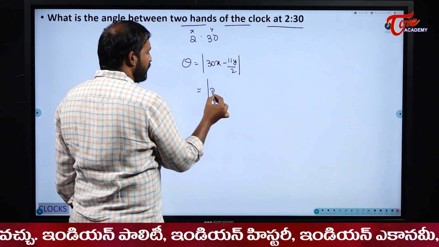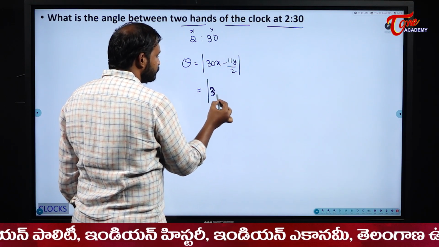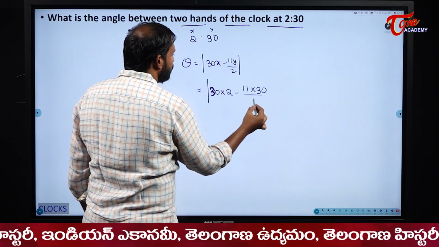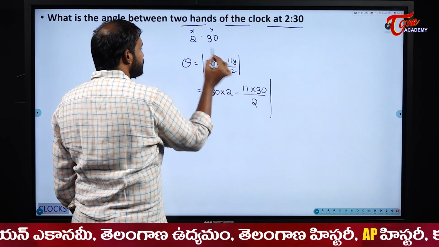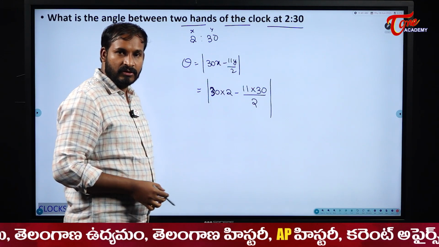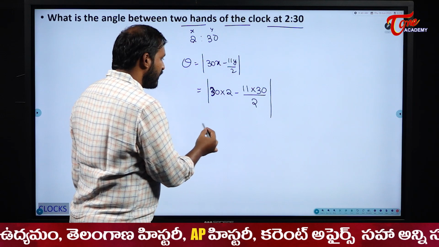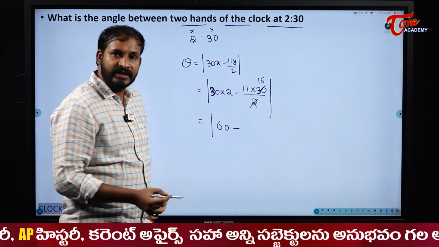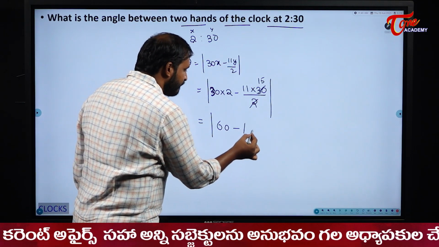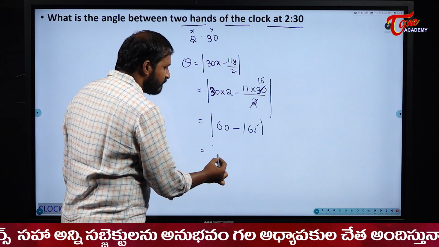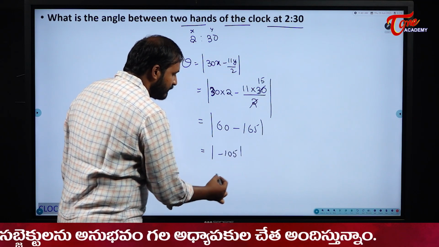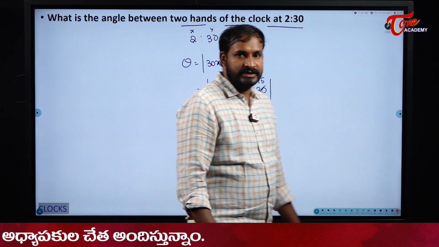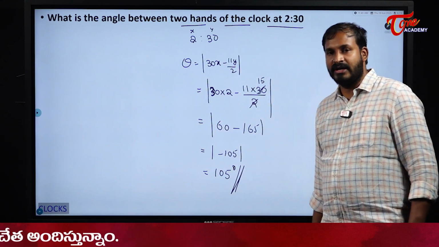2 into 30, or else 30 into 2, minus 11 into 30, by 2. See here, students, this 2 is this one and this 30 is this one. Okay, don't get confused. So what happens to this? 60 minus 2 ones, 2 15s; 11 15s are 165. What will you get here? Minus 105. That means our final answer will become 105 degrees. Why? Because we have a mod here.